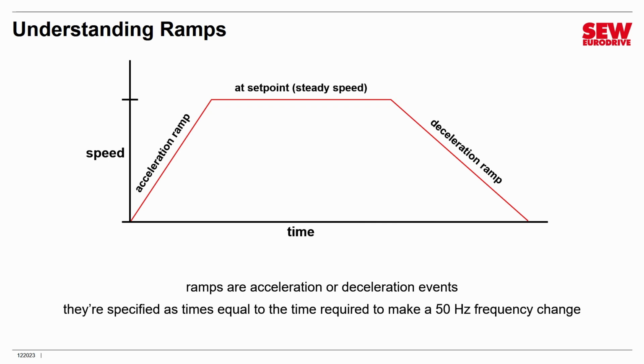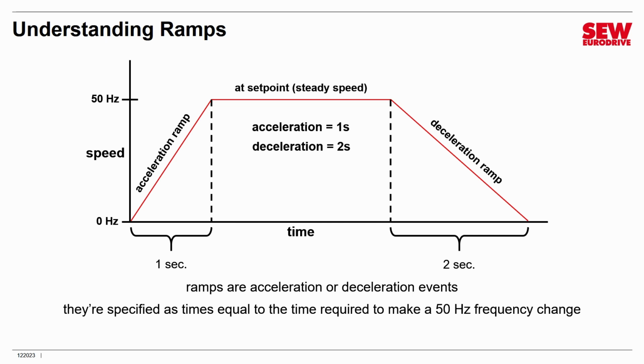Let me add something to our diagram here, however. Let's add some times. All right, our first acceleration ramp takes 1 second. It goes from 0 to 50 Hz in a single second. Our deceleration ramp takes twice as long. It takes 2 seconds to come down from 50 Hz to 0 Hz. So if we're programming this ramp into our VFD, we would set our acceleration ramp to 1 second, and that would make our 50 Hz speed change take 1 second. We would set our deceleration ramp to 2 seconds, and that would make the deceleration ramp take twice as long.